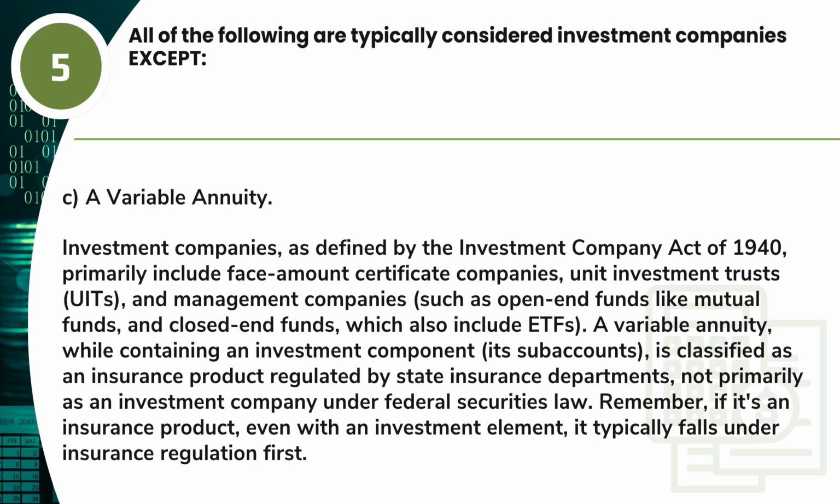Answer: C. A variable annuity. Investment companies, as defined by the Investment Company Act of 1940, primarily include face amount certificate companies, unit investment trusts, UITs, and management companies, such as open-end funds like mutual funds and closed-end funds, which also include ETFs. A variable annuity, while containing an investment component in its subaccounts, is classified as an insurance product regulated by state insurance departments, not primarily as an investment company under federal securities law. Remember, if it's an insurance product, even with an investment element, it typically falls under insurance regulation first.